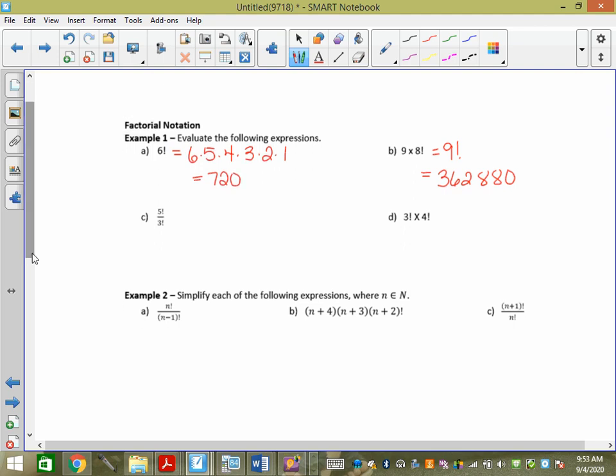5 factorial over 3 factorial. We can actually reduce this and not even put it in our calculator if we want. Because 5 factorial is 5 times 4 times 3 times 2 times 1, and 3 factorial is 3 times 2 times 1. So I can actually cancel off the 3 times 2 times 1 part. And it's 20. And I don't have to type it in my calculator.